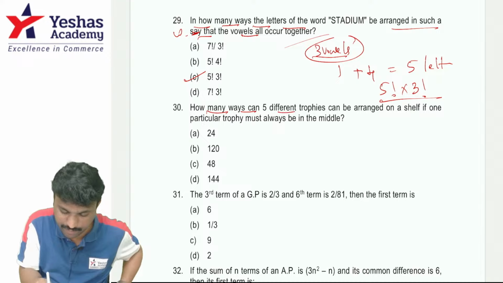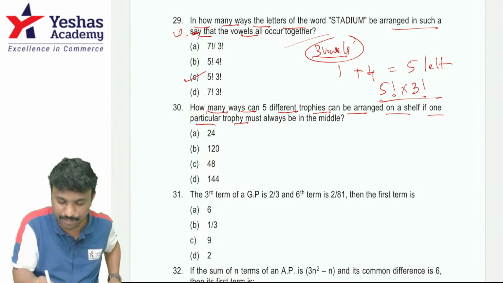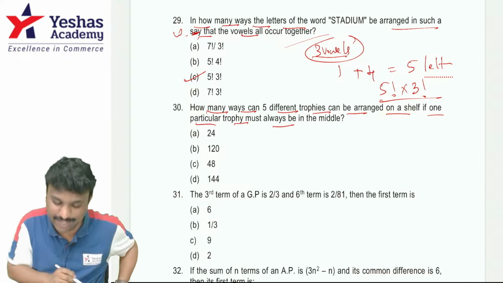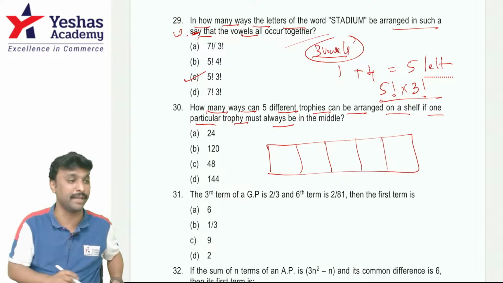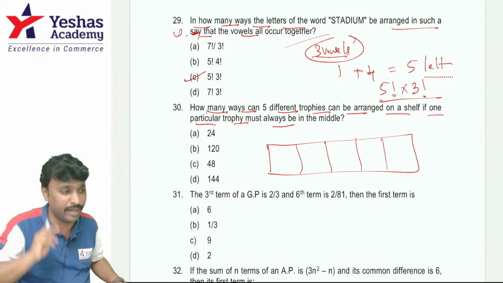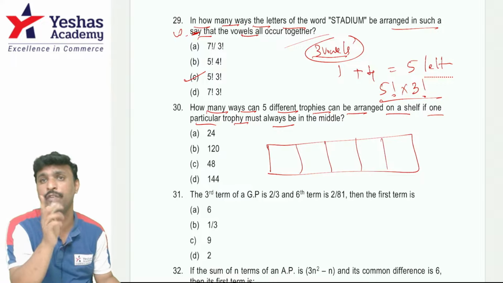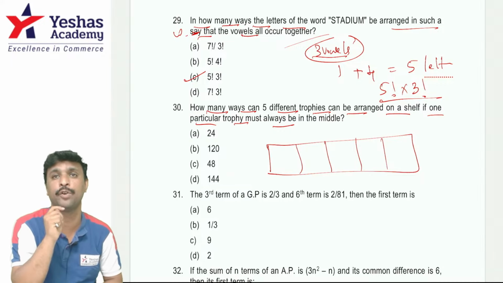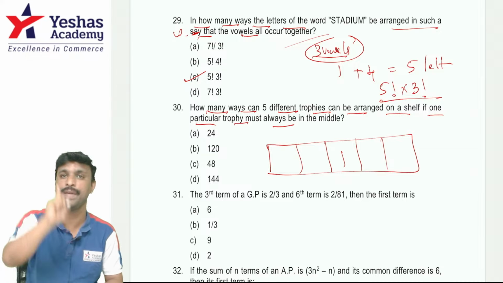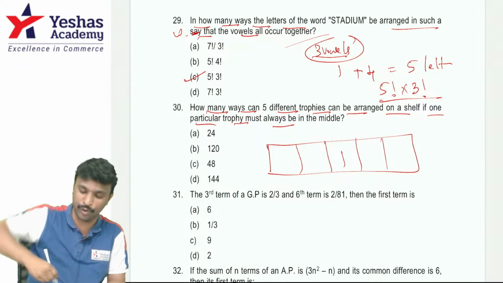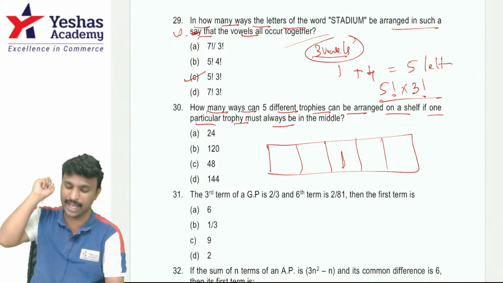How many ways can 5 different trophies be arranged on a shelf if one particular trophy must always be in the middle? So let's say 1, 2, 3, 4, 5 places. 5 places. So one particular trophy must always be in the middle. Do we have to pick that one particular trophy? Particular means we should not pick. So it's only one trophy. That one trophy has to be in the middle. So there is only one way. Have you understood? There is only one way.